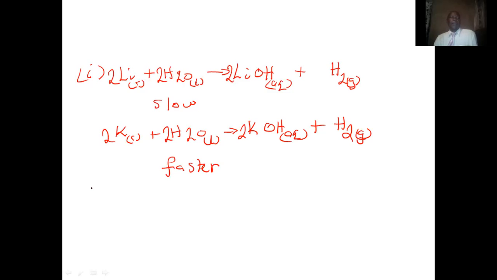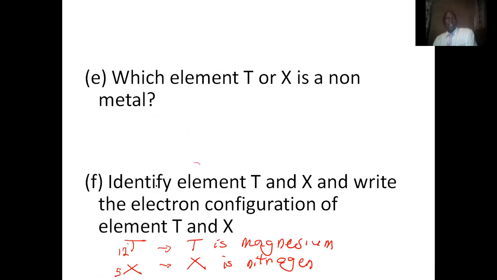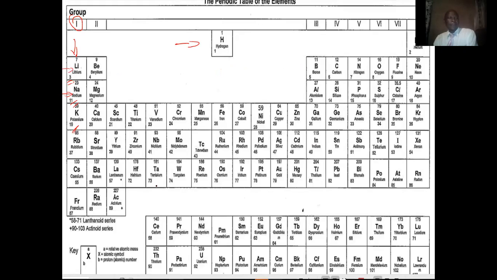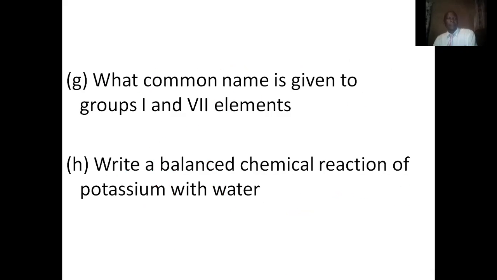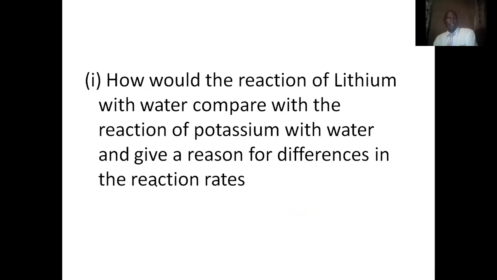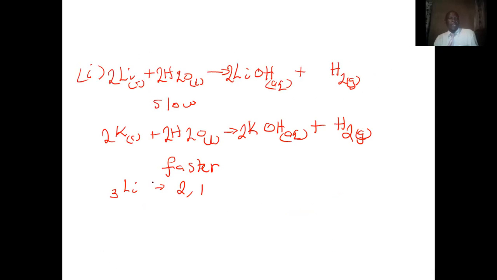So the reason is that when you write the electron configuration for lithium with atomic number 3, you are going to get 2 electrons in the first shell and 1 electron in the second shell. While for potassium, the atomic number is 19, meaning that the electronic configuration will be 2, 8, 8, 1.